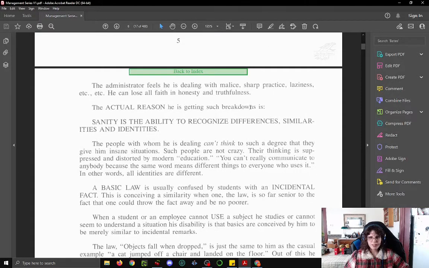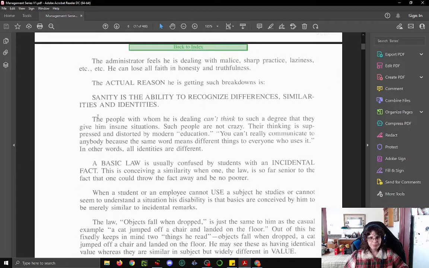The actual reason he's getting such breakdowns is sanity is the ability to recognize differences, similarities, and identities. The people with whom he is dealing can't think to such a degree that they give him insane situations. Such people are not crazy. Their thinking is suppressed and distorted by modern education.